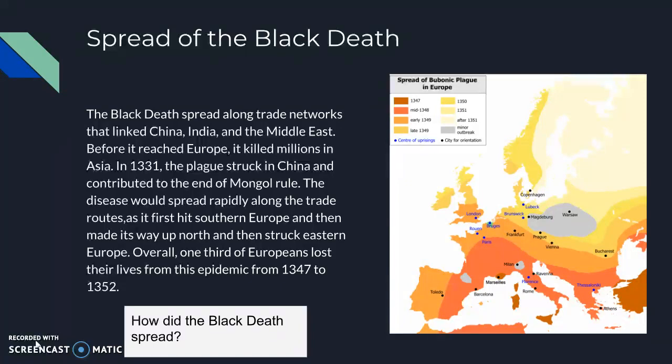The disease would spread rapidly along the trade routes. It first hit southern Europe, actually Sicily, the island off Italy, then along Italy, and then it made its way up north and struck Eastern Europe. Overall, one third of Europeans lost their lives from this epidemic from 1347 to 1352.